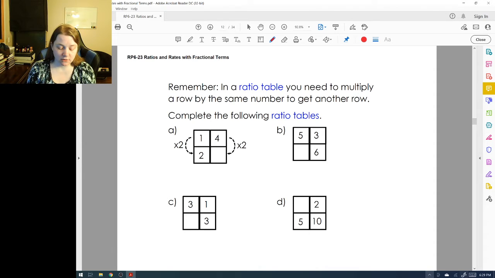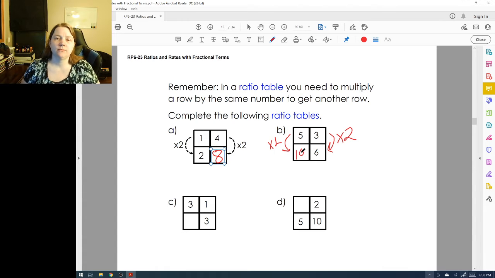Do you see how to go from 1 to 2, we multiplied by 2? So we're going to multiply 4 times 2 to get 8 here. Let's take a look at letter B. 3 times what gets us 6? 3 times 2. So that means we need to multiply 5 times 2 to get us 10. You try the next two. Pause the video now if you don't want spoilers.